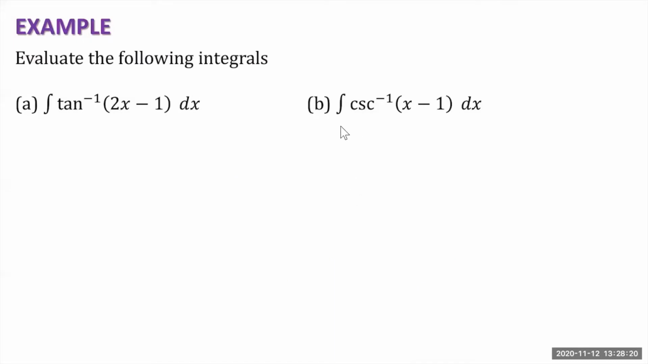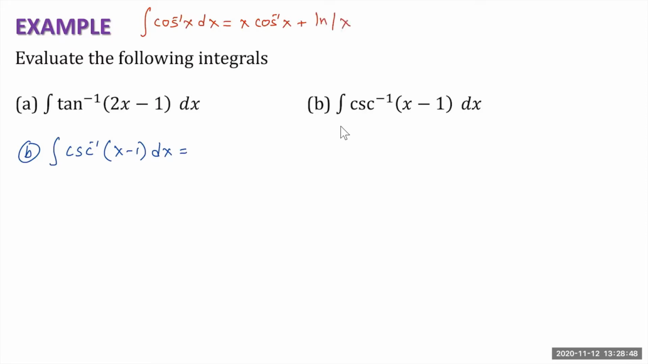Let's work on part B. In part B, we have to integrate cosecant inverse x minus 1 with respect to x. So we are integrating the cosecant inverse. We know the formula for the integration of cosecant inverse x with respect to x is equal to x cosecant inverse x, then plus the natural log of x plus square root of x squared minus 1 plus c. That is the formula for the integration of cosecant inverse x.